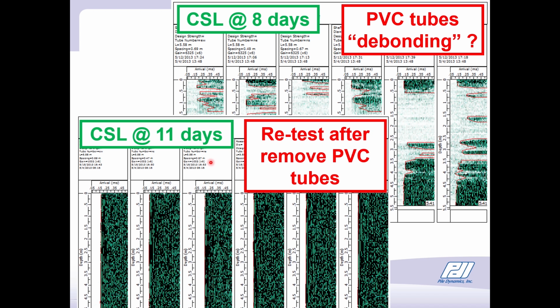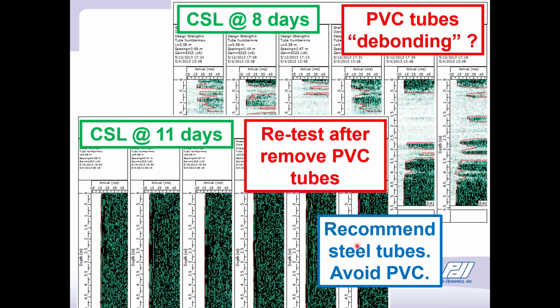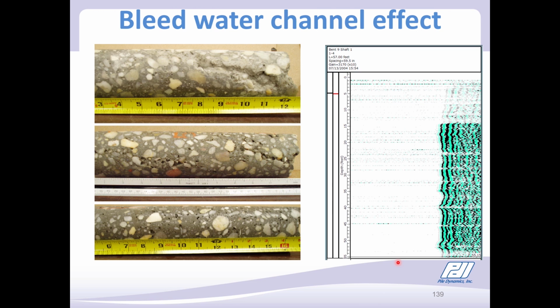Well, the tubes were removed. Relatively simple to do that. They used dry ice to shrink the tubes and then pull them out. And then they retested at 11 days, and you can see that the shaft looks perfect. So the recommendation is to always use steel tubes and avoid plastic or PVC tubes.